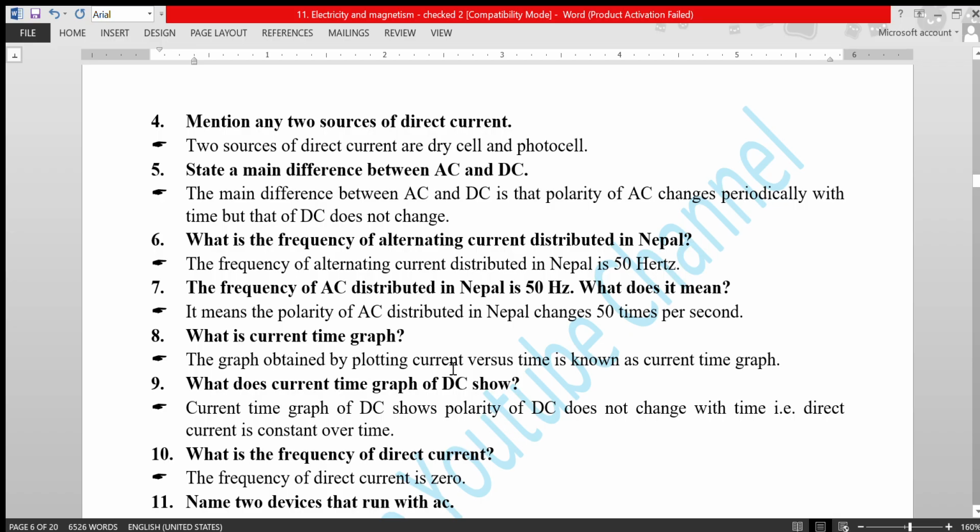The graph obtained by plotting current versus time is known as a current time graph. What does the current time graph of DC show? It shows the polarity of DC doesn't change with time. That is, DC is constant over time. What is the frequency of direct current? It's 0.